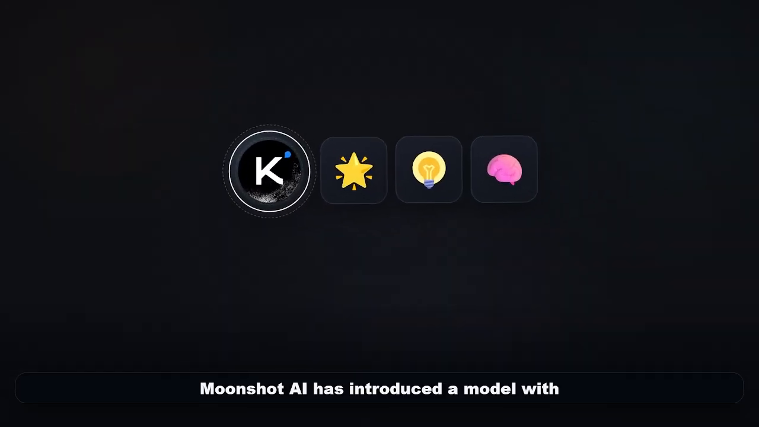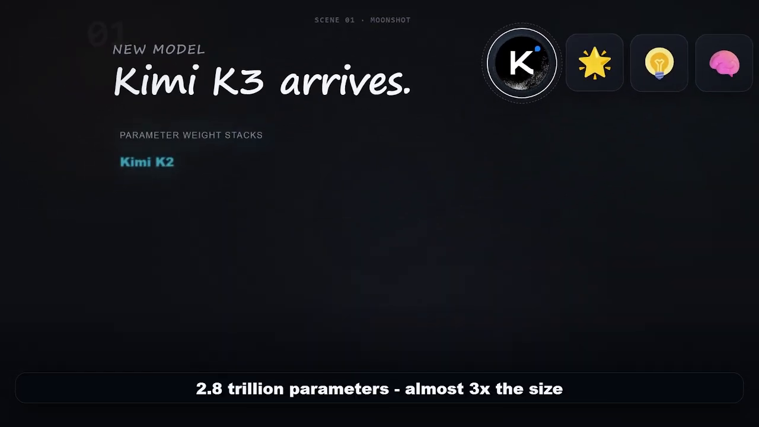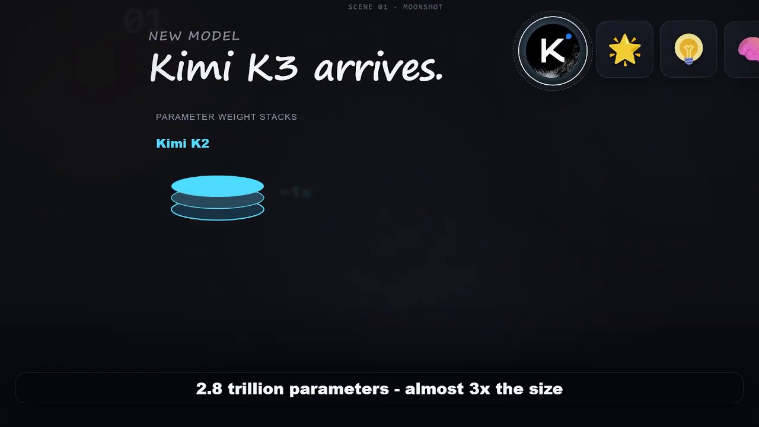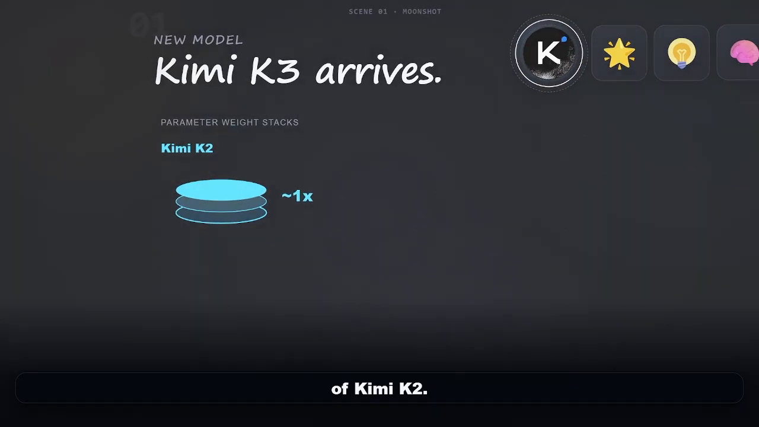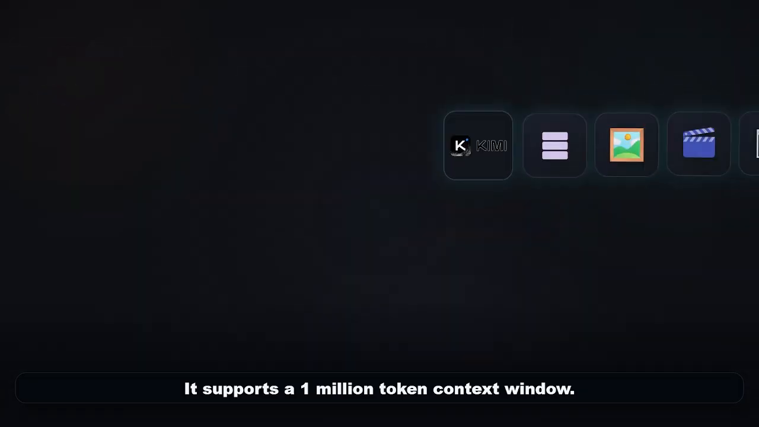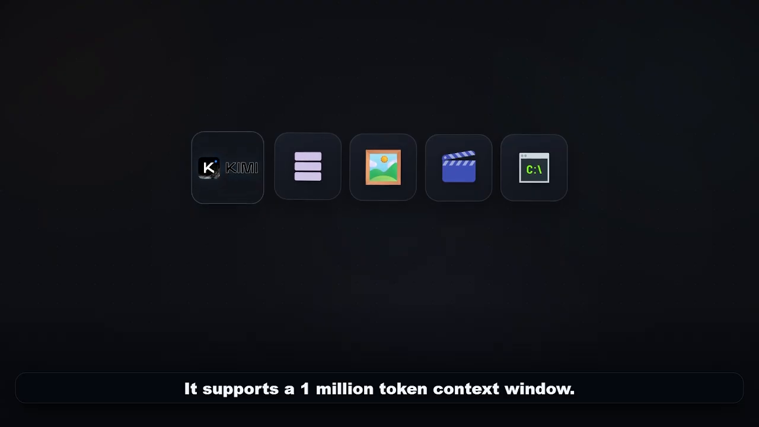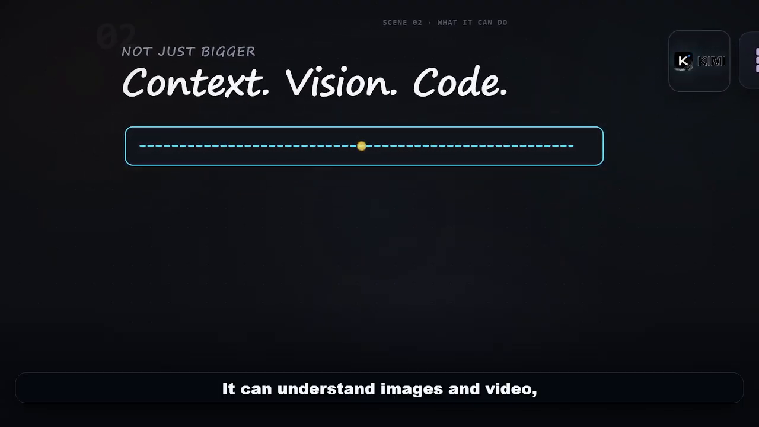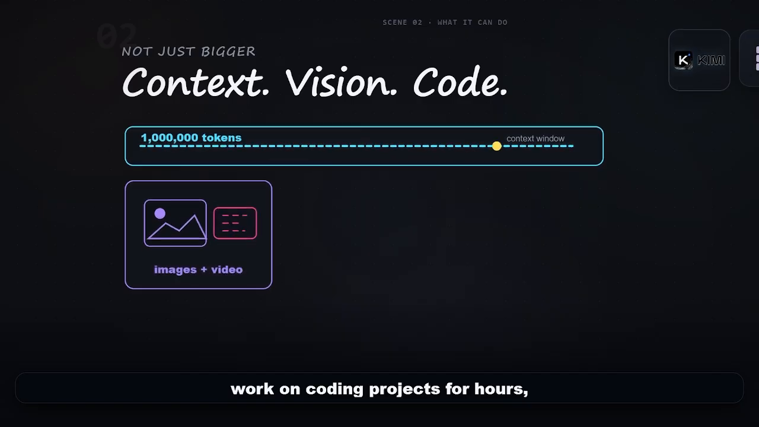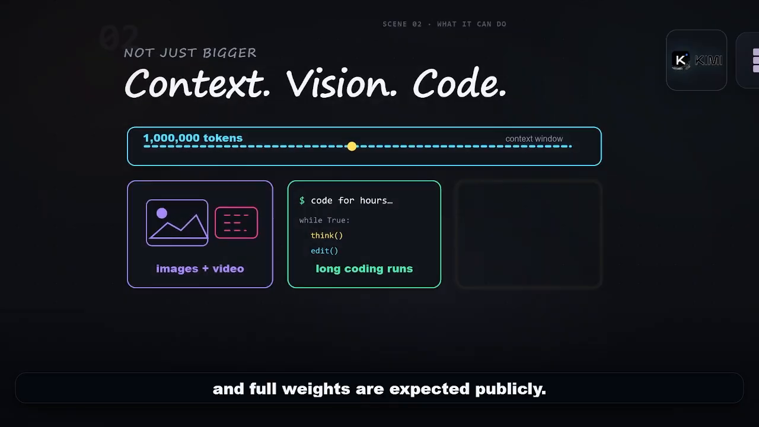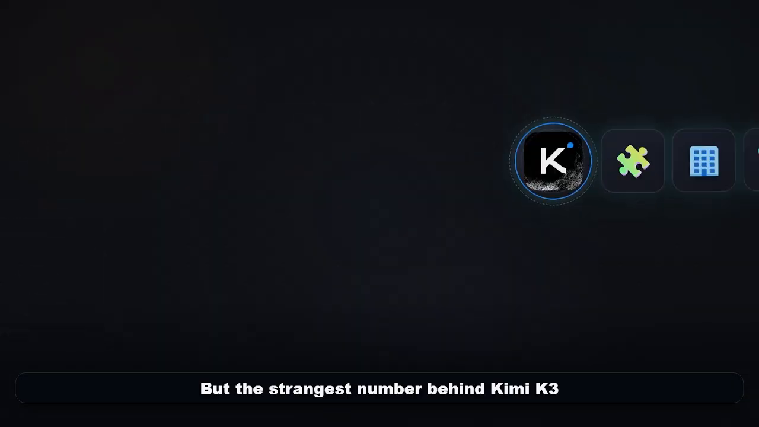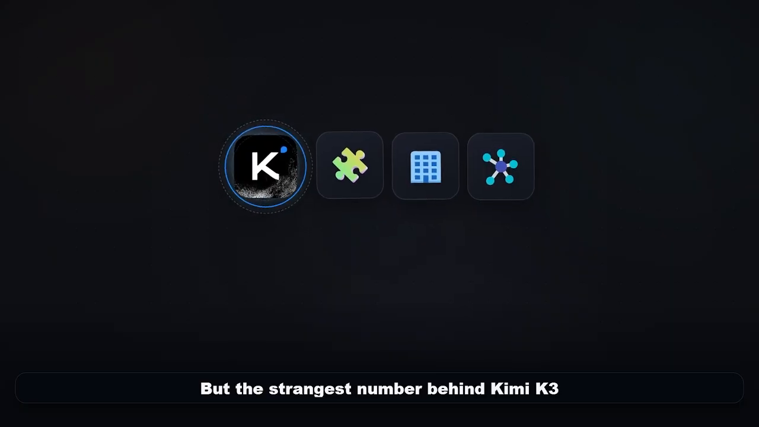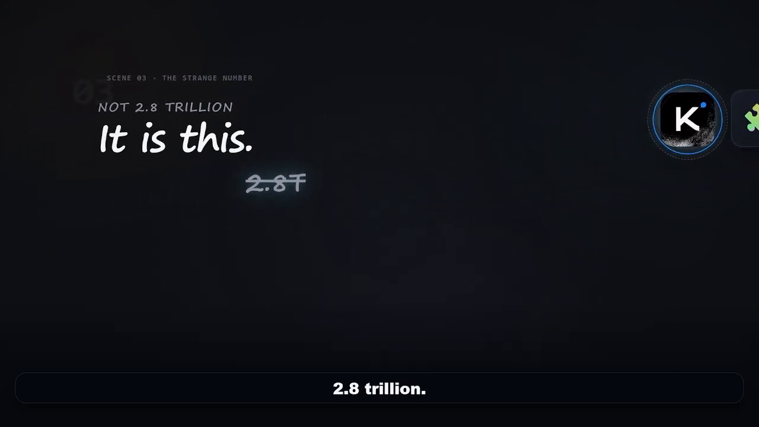Moonshot AI has introduced a model with 2.8 trillion parameters, almost 3 times the size of Kimi K2. It supports a 1 million token context window. It can understand images and video, work on coding projects for hours, and its full weights are expected to be released publicly. But the strangest number behind Kimi K3 is not 2.8 trillion.